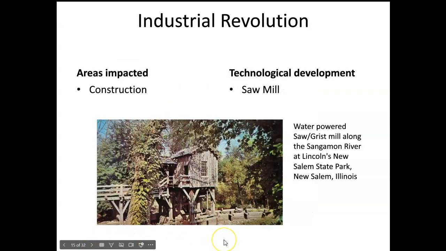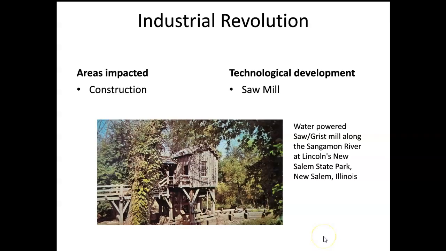We also had the sawmills. Now, sawmills, of course, would typically be placed alongside a waterway somewhere. In this case, you're seeing a photo of the water-powered saw and grist mill that's along the Sangamon River up by Lincoln's New Salem State Park. And of course, the use of the sawmill became very, very instrumental in the construction industry.